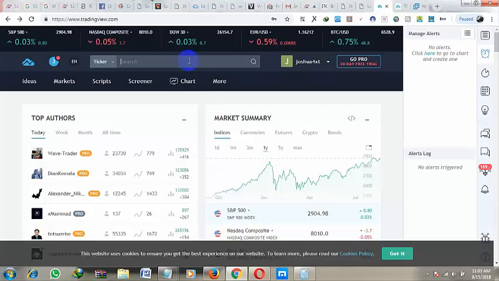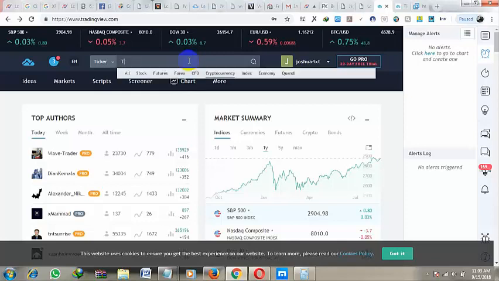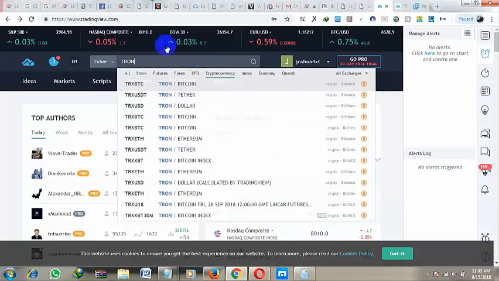So let me use, for example, Tron TRX. Okay, so this is tradingview.com. If you don't know tradingview.com, it's a platform we use in analyzing our charts. If you're not yet registered, the link will be in the bio. You just copy it and register on TradingView.